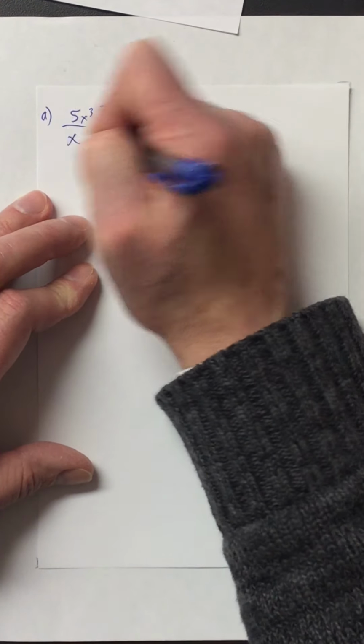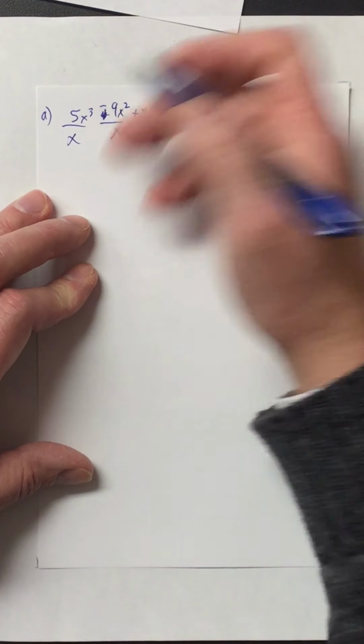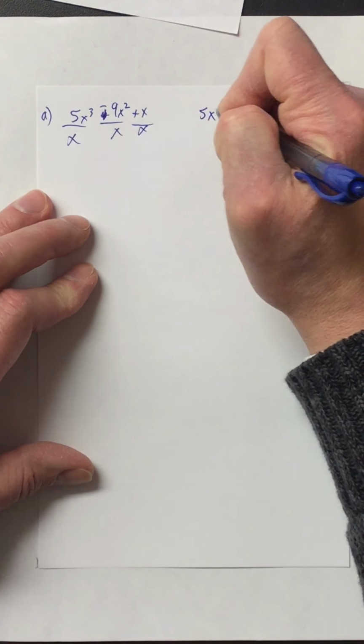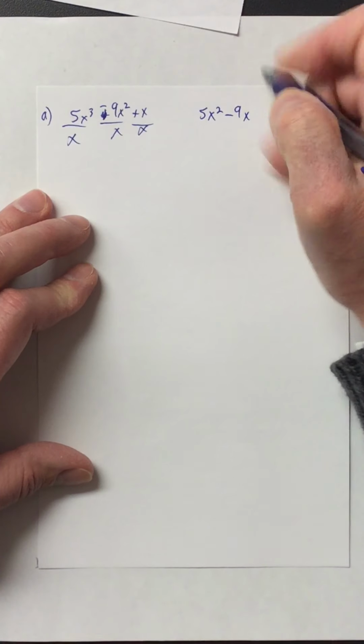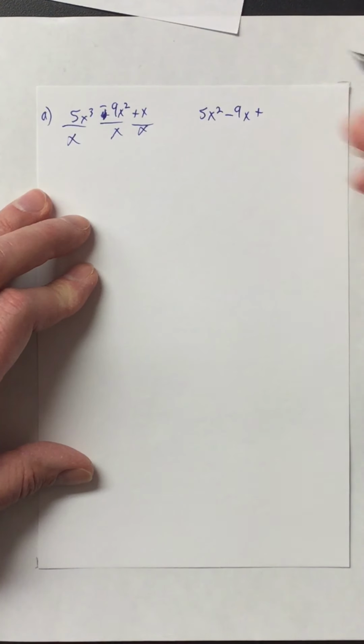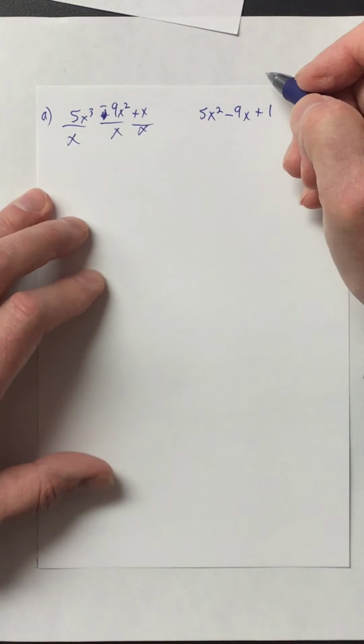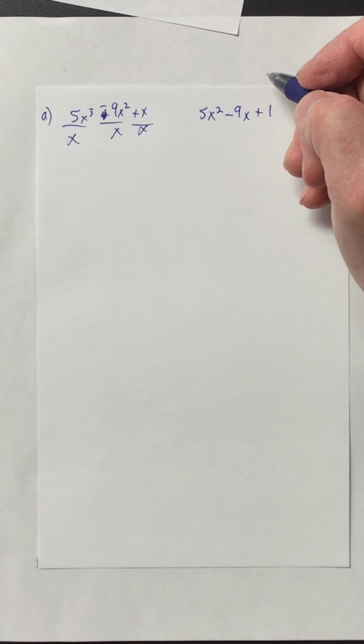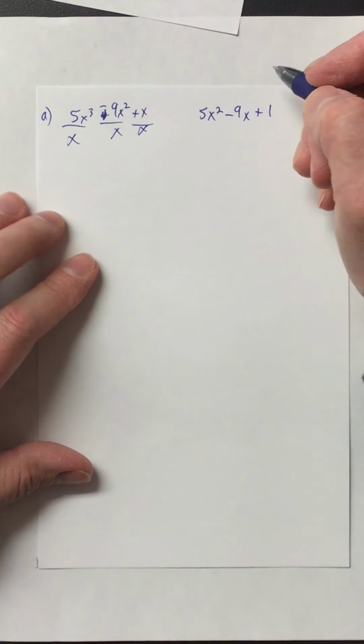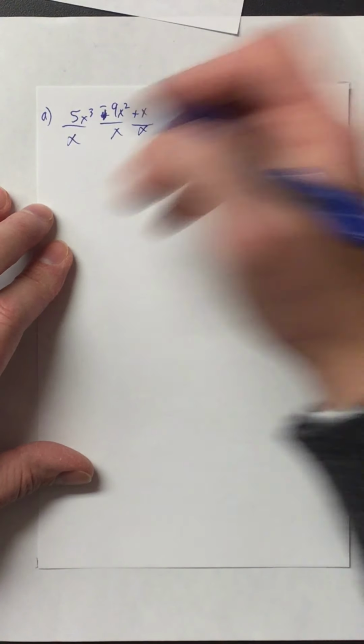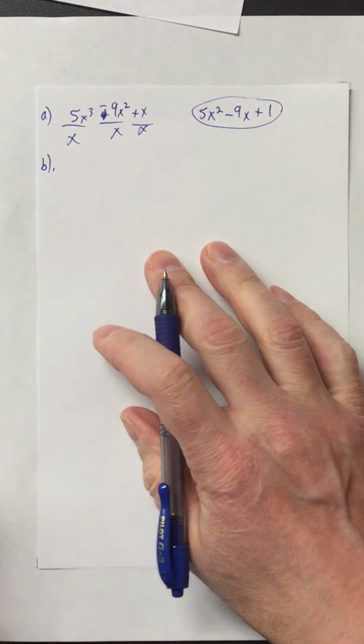So simply each one is divided by x. So when we take an x out, we get 5x squared minus 9x plus, this doesn't go away, x divided by x is 1. And there's my answer for practice A.